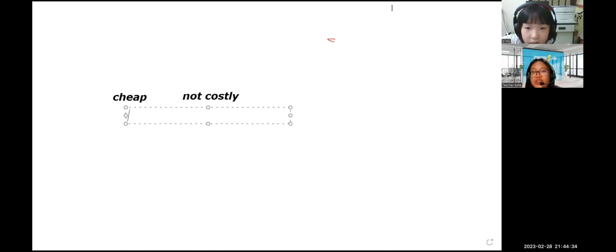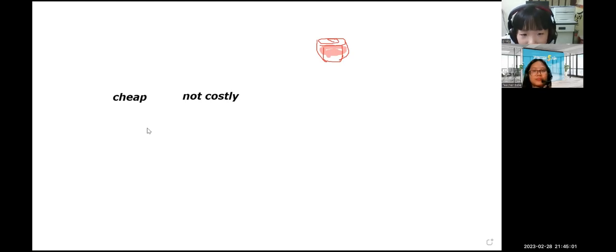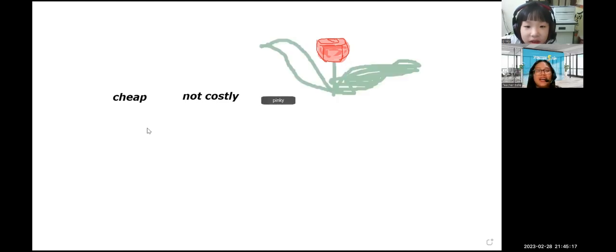And you're drawing something. What is it? Is it a rose? Wow, that's a very nice rose. But the leaf is so long. That's all right.